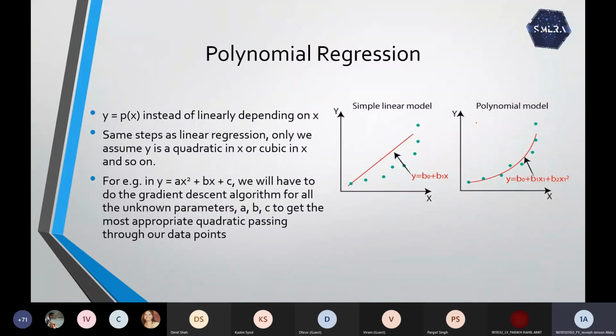Polynomial regression is the same as linear regression, except you are assuming y is not a linear function in x, but, suppose, a quadratic function or cubic function in x. All right, do you understand that?